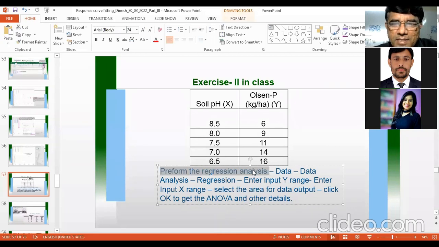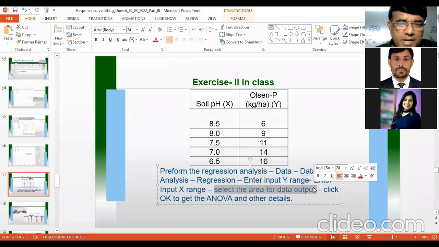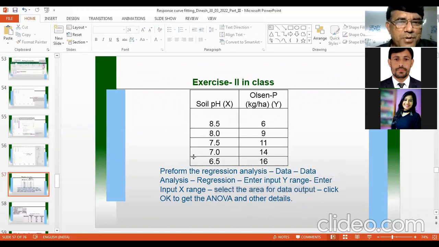Perform the regression analysis. You can paste the data and then go to the data. You remember, in your Excel, go to data analysis, then to regression, then enter input Y range. This is the next step. Enter input X range. Select the area for data output where you want to put your results and click OK to get the ANOVA and other details. So this is very simple. You can do it. These are the steps given to you.